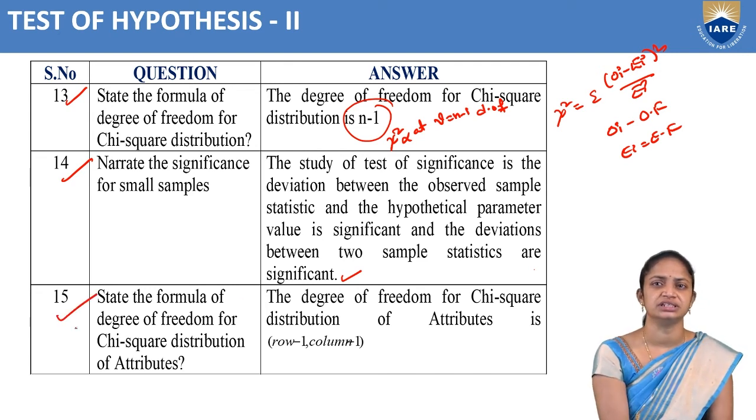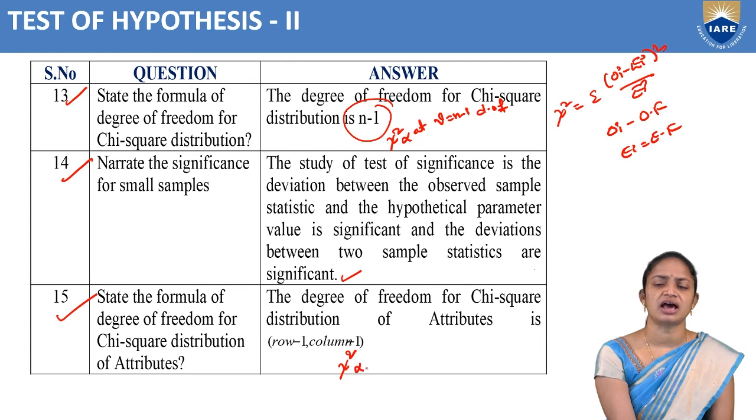And the last question is: state the formula of degrees of freedom for the chi-square distribution of attributes. The degrees of freedom for the chi-square distribution of attributes is row minus 1 into column minus 1. Here we take chi-square alpha, where alpha is the level of significance, at nu equal to row minus 1 into column minus 1 degrees of freedom.